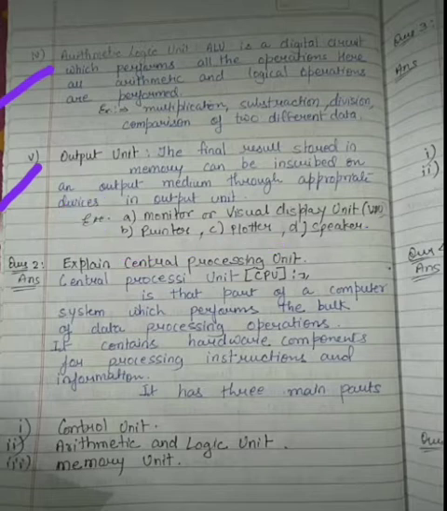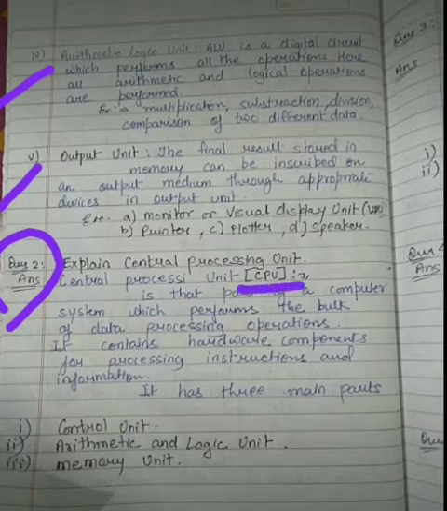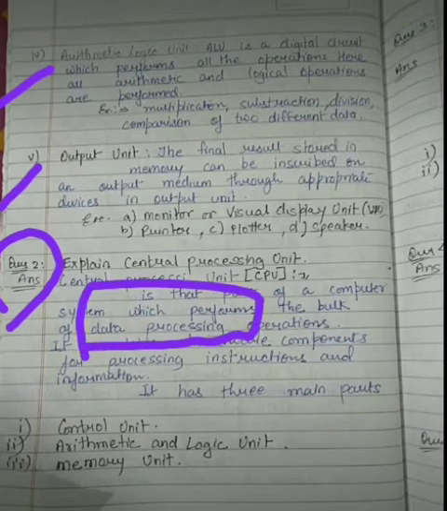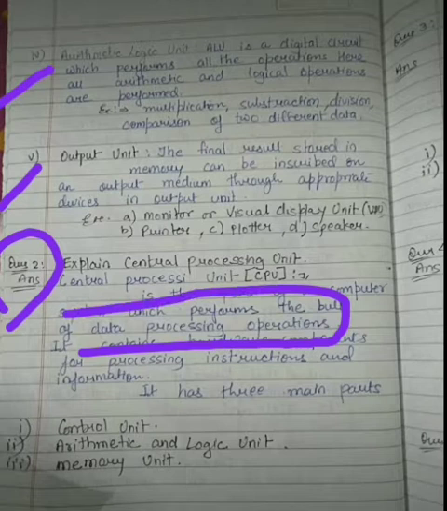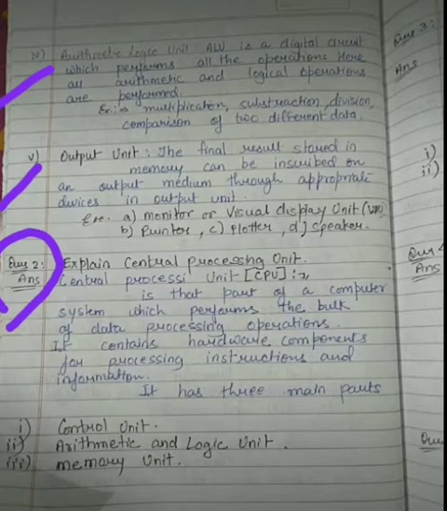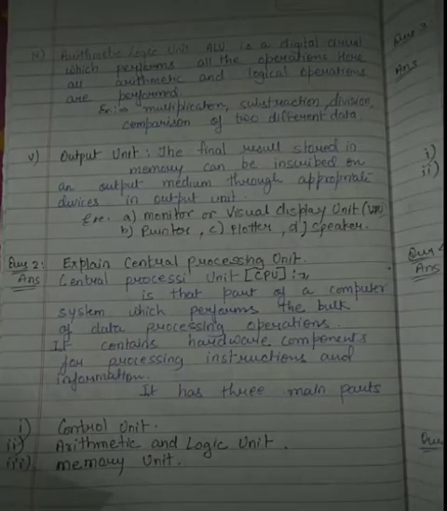Now students, let's talk about the second question. The second question is, explain central processing unit. For this, firstly you have to give its full form, that is CPU. CPU is central processing unit, and what is this? It is that part of a computer system which performs the bulk of data processing operations. It has three parts basically: control unit, arithmetic logic unit and memory unit, which we have seen earlier also.